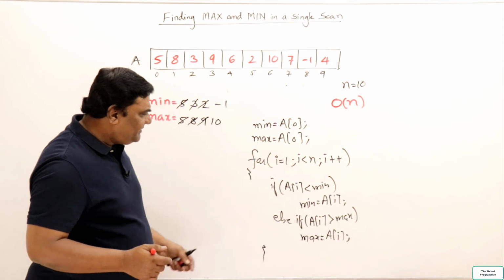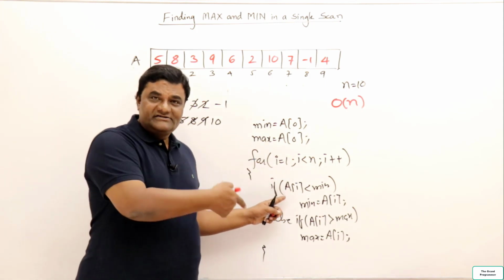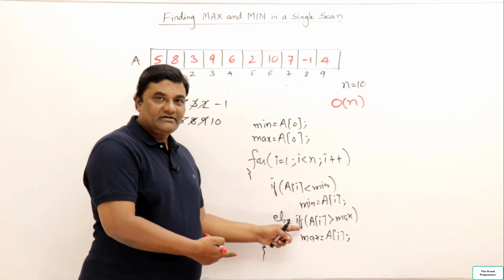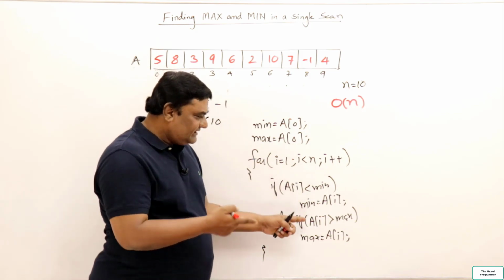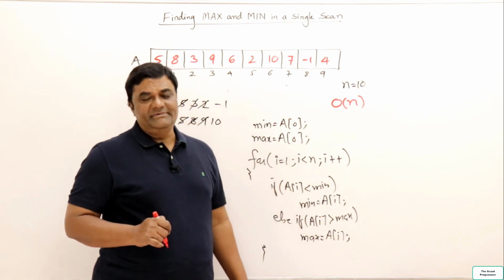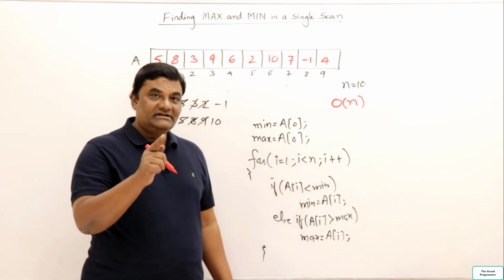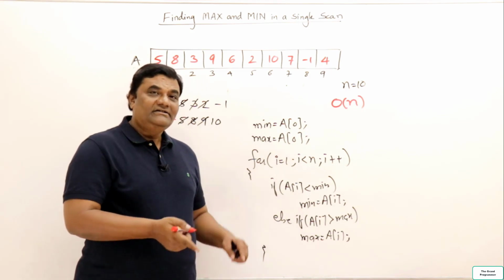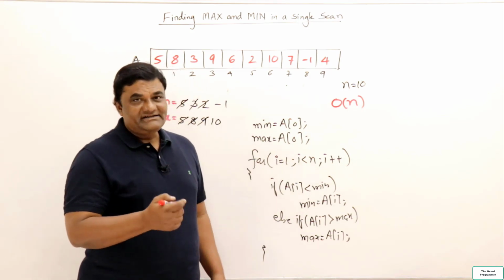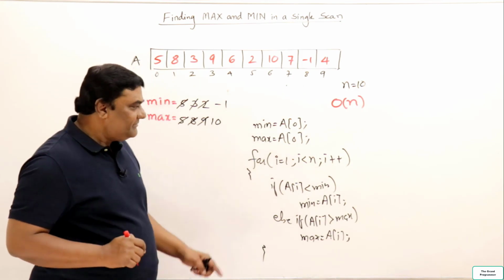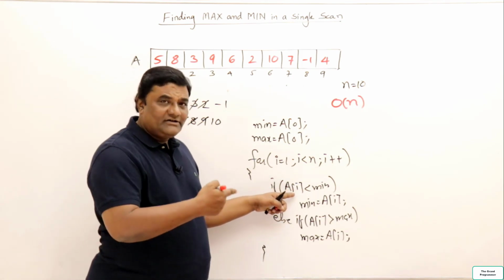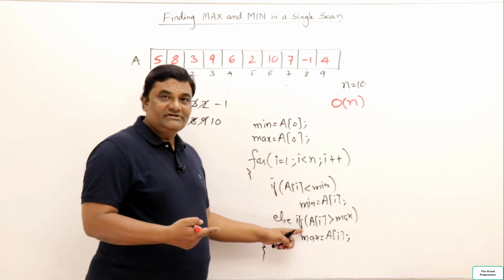See, actually there are two comparisons. If this is true, then it will not go here. If it is false, then it will go here. So it means there are cases. Yes, there are cases. That is minimum time, maximum time. What is minimum time? Assume that always it is checking only this condition. It is not coming to this one.